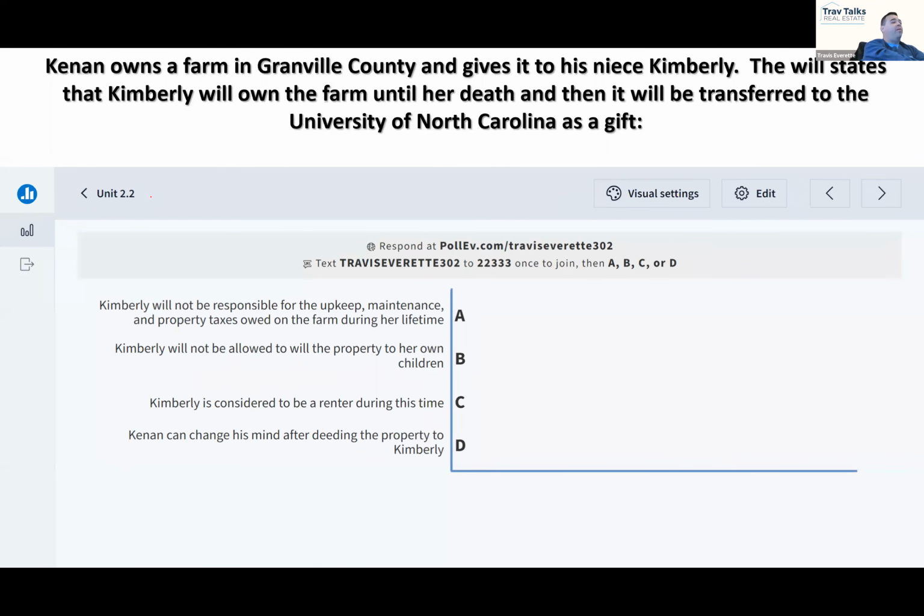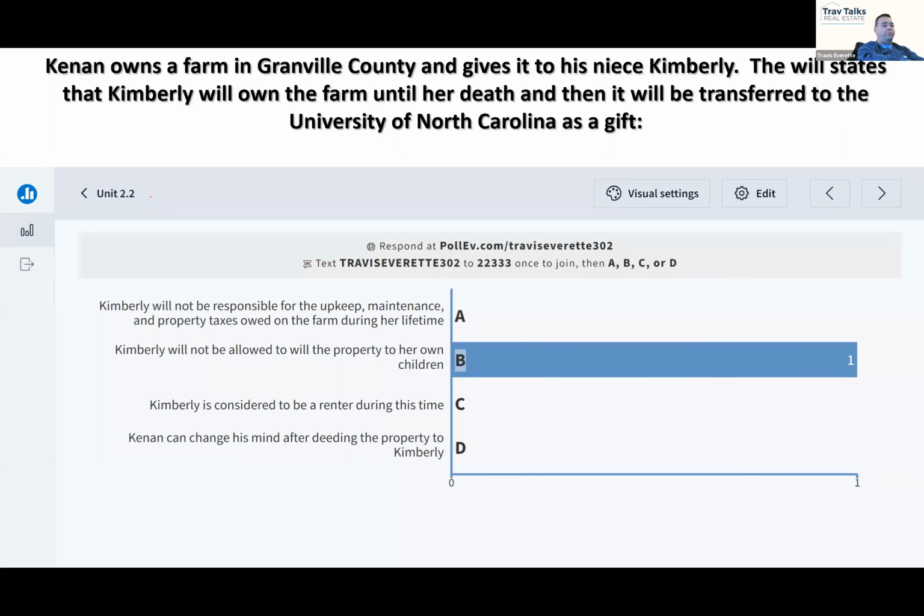Now, look at this question. Keenan owns a farm in Granville County and gives it to his niece, Kimberly. The will states that Kimberly will own the farm until her death, and then it will be transferred to the University of North Carolina as a gift. A, Kimberly will not be responsible for the upkeep, maintenance, and property taxes owed on the farm. Remember, this is the poll where you answer by text messaging. B, Kimberly will not be allowed to will the property to her own children. C, Kimberly is considered to be a renter during this time. Or D, Keenan can change his mind after deeding the property to Kimberly.